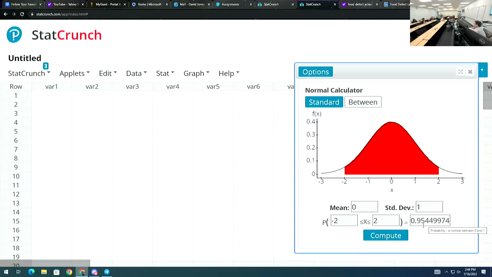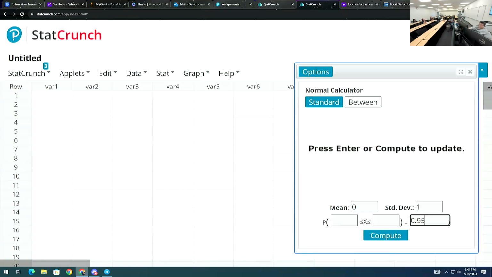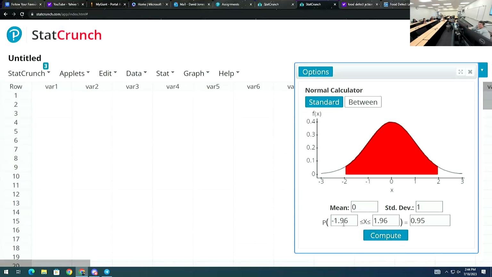If we wanted to see the actual values that lead to 95%, we can always change this box over here. So you can change the box on the right to be the target percentage you're looking for. 95% would just be 0.95. Notice that as soon as I did it, it blanked these out. When I click compute, we see that 95% is really 1.96 deviations away. That's pretty close to 2. That's why they say 95% is 2 deviations.